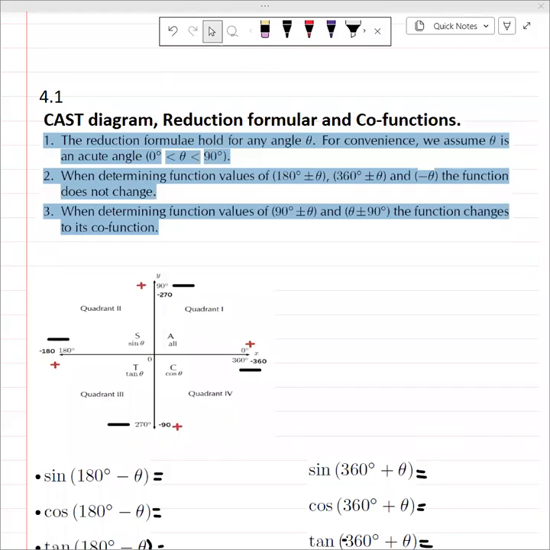In this video, we're going to be looking at CAST diagrams, reduction formulas, and co-functions. Firstly, there are three rules that I need us to discuss before we go to reduce our trig functions.